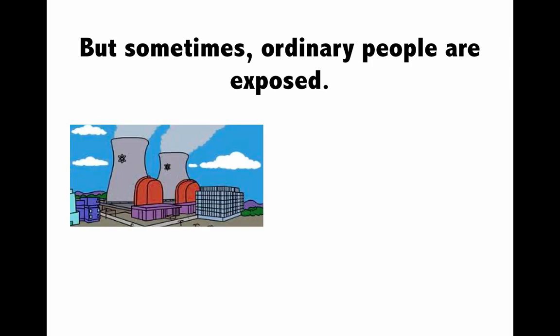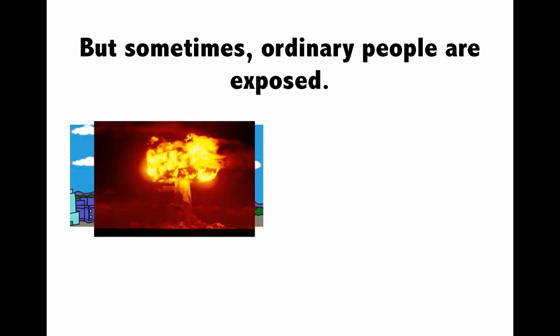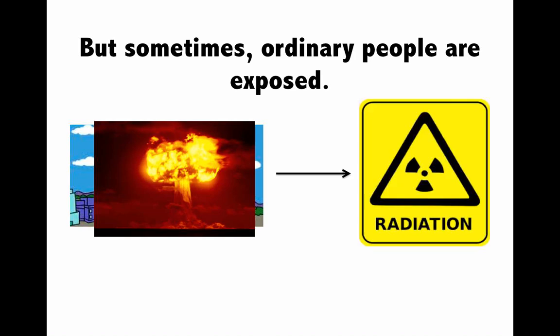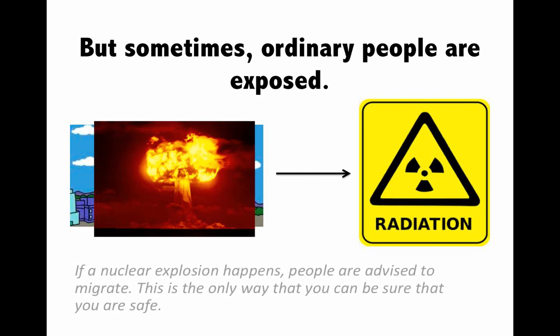People will become exposed if they live near a nuclear power plant, and the nuclear power plant explodes. Again, this happens only very rarely. But when it does happen, it can be a terrible catastrophe because it exposes people to nuclear radiation. If an explosion happens, people are advised to migrate or to move to another place. This is the only way you can be sure that you're safe.